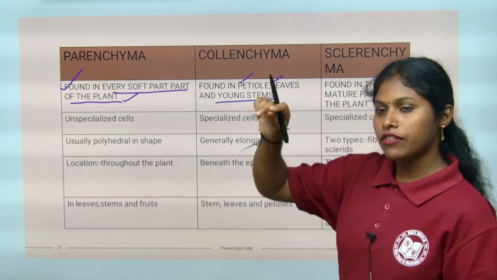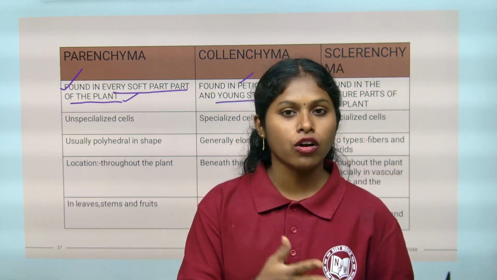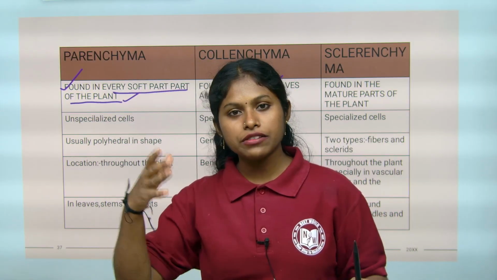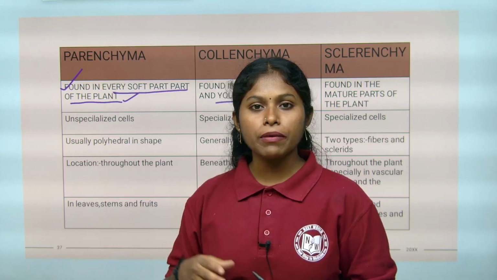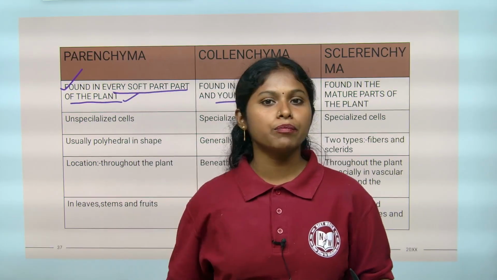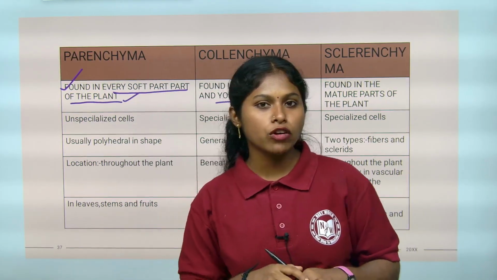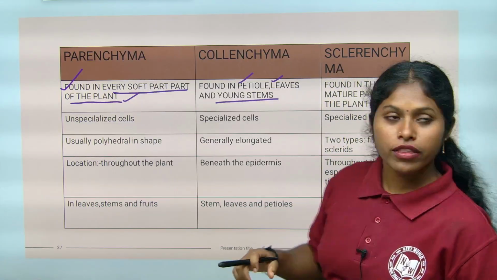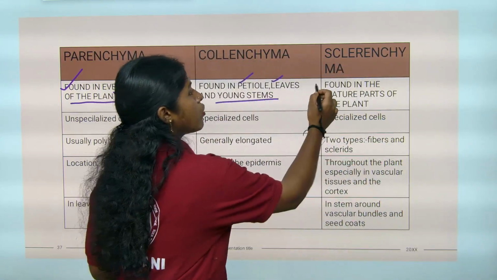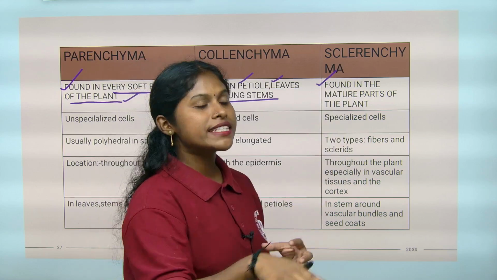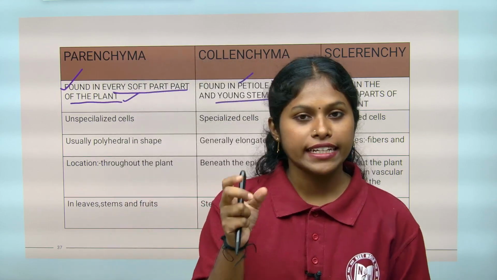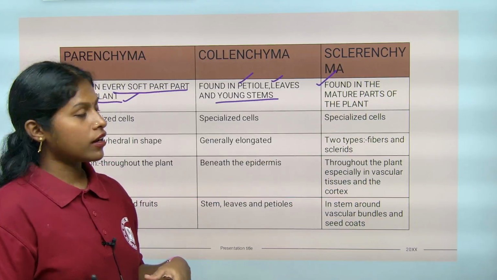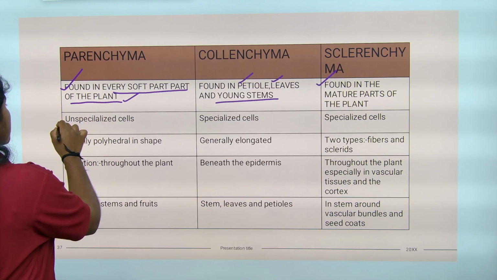In young stems, when you walk in the park or on the side of the road, if there are hanging leaves, we will pluck them, right? Then they bounce back like this, right? Because of the flexibility. It is because of this Collenchyma only. Coming to the Sclerenchyma, it is found in the mature parts of the plant, and it provides strength, right children? It is a dead tissue, right? It mostly leads to the formation of bark, right?